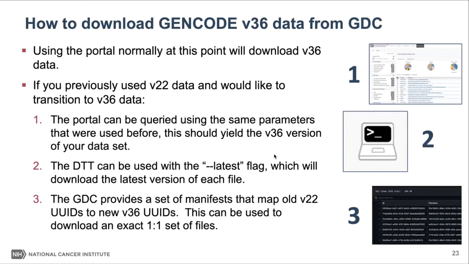The third way that you can download these is that the GDC provides a set of manifests that map the old v22 UUIDs to the new v36 UUIDs. This can be used to download an exact one-to-one set of files. So if for some reason the second method doesn't work for you, these are available if you look in the release notes, and I'm going to link to that at the end of the presentation. And these files, you can use them to map all of your old UUIDs.